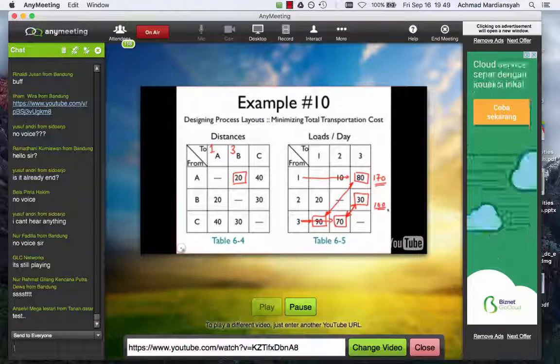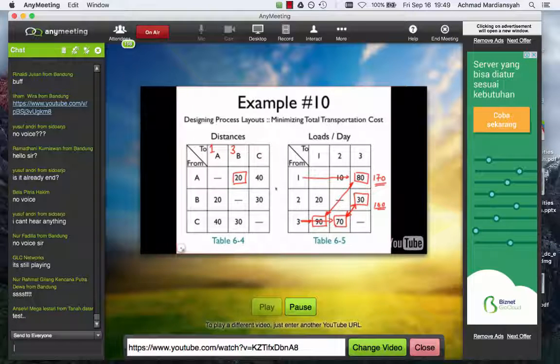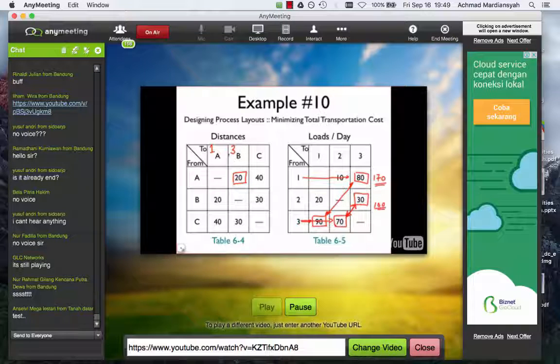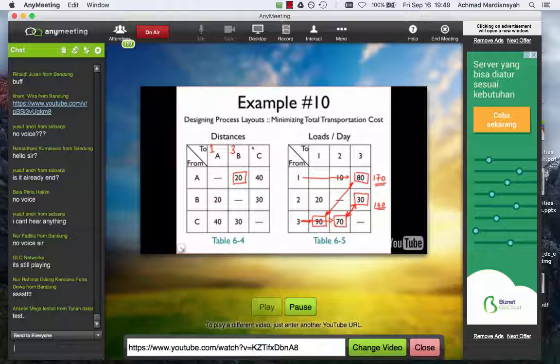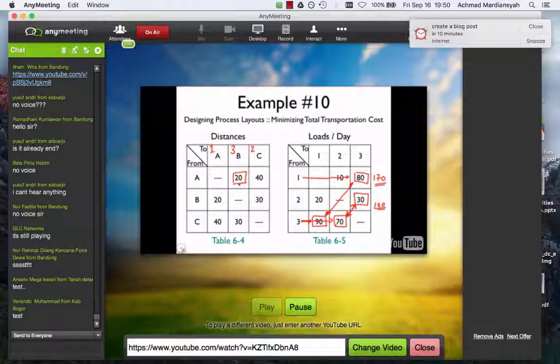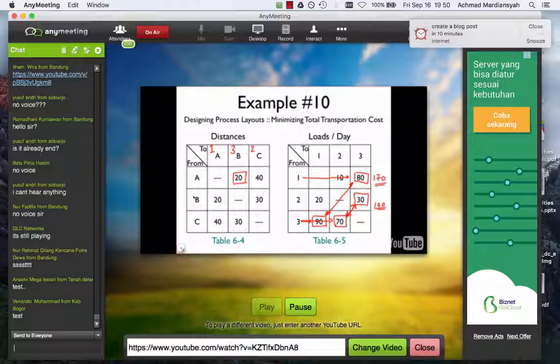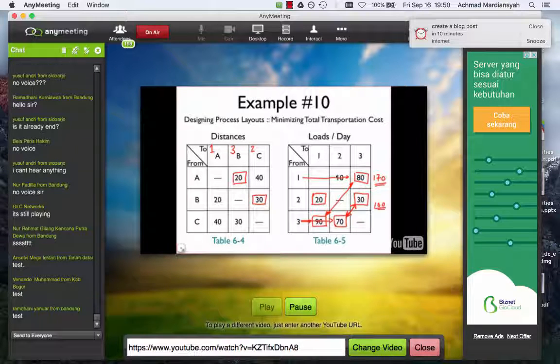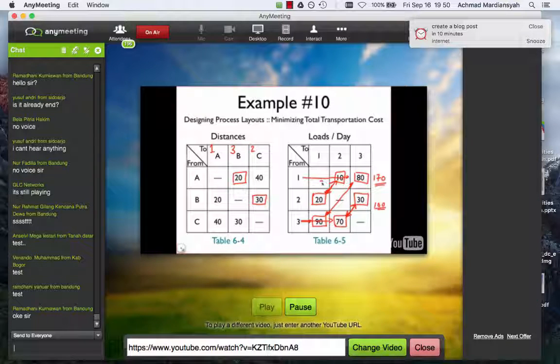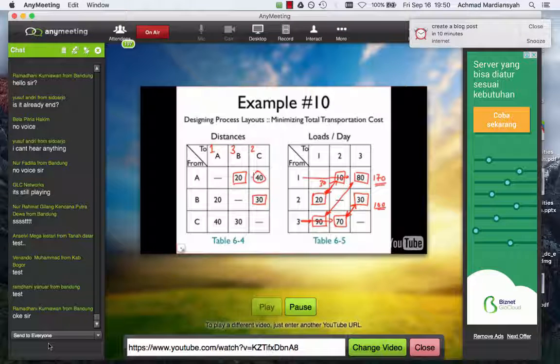So between departments 2 and 3, we have 100 loads, and we want those to be fairly close together. If we put those close together, they have a high load. If we put department 2 over here, for example, then the distance from B to C is the next highest, which is 30. And conversely, the lowest number of loads per day, this total here, is 30 units, 30 loads per day.